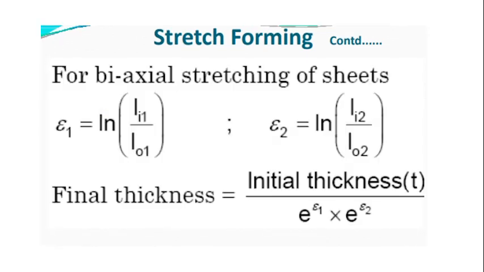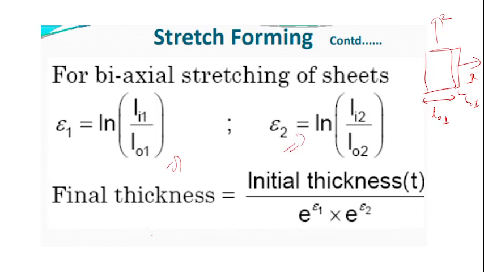So this is the important formula. Suppose there is biaxial stretching. This is your sheet. You are stretching from this side also and this side also. This is the strain in the first direction. Suppose this is your first direction, and firstly, your dimension was L01. This is your first direction, this is your second direction. Firstly, your dimension was L01. Now it is L I1. So this is the strain in the first direction, and this is the strain in the second direction.